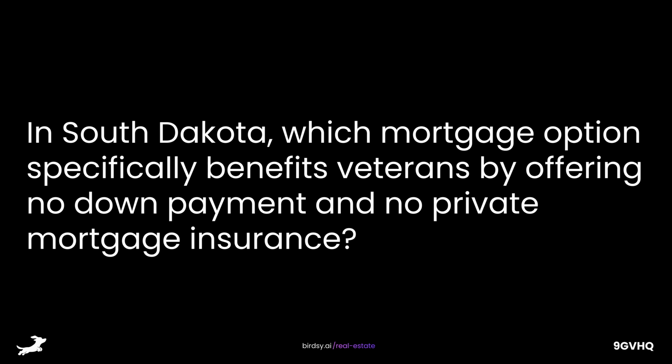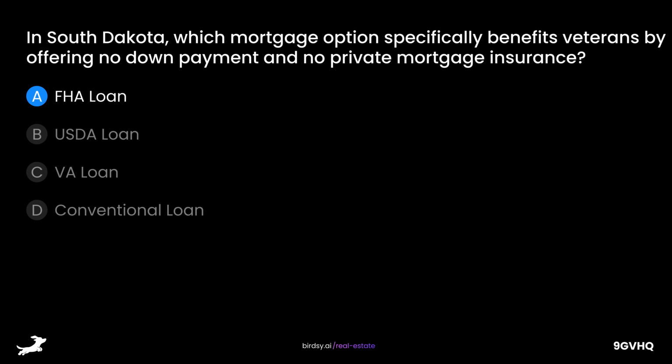In South Dakota, which mortgage option specifically benefits veterans by offering no down payment and no private mortgage insurance? Is it A, B, C, VA loan, or D, conventional loan? The answer is C, VA loan.